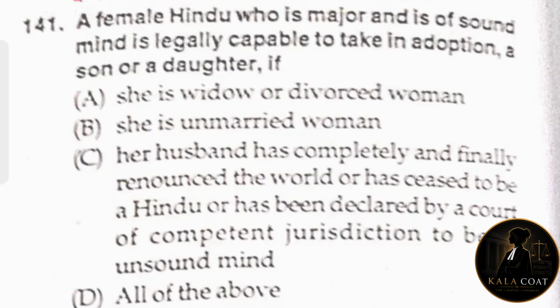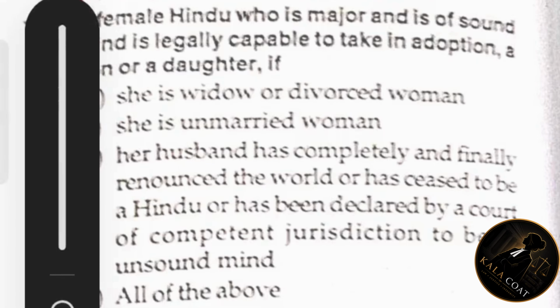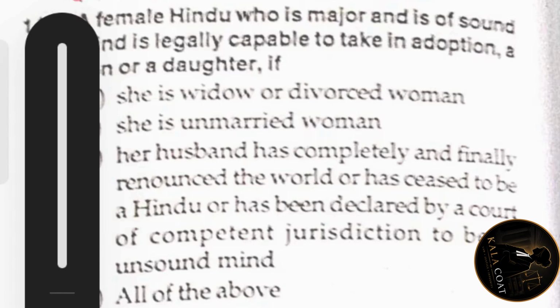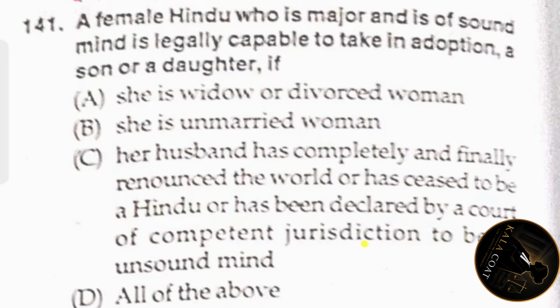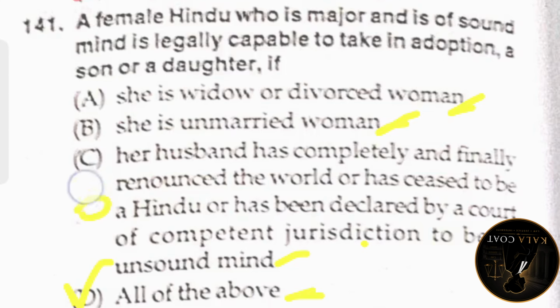Question number 141. A female Hindu who is a major and is of a sound mind is capable to take in adoption a son or a daughter if she is a widow or divorced woman, she is unmarried woman, her husband has completely and finally renounced the world or has ceased to be a Hindu or has been declared by a court of competent jurisdiction to be of an unsound mind, all of the above. Correct answer is all of the above, and it is provided in Section 8 of the Hindu Adoptions and Maintenance Act.